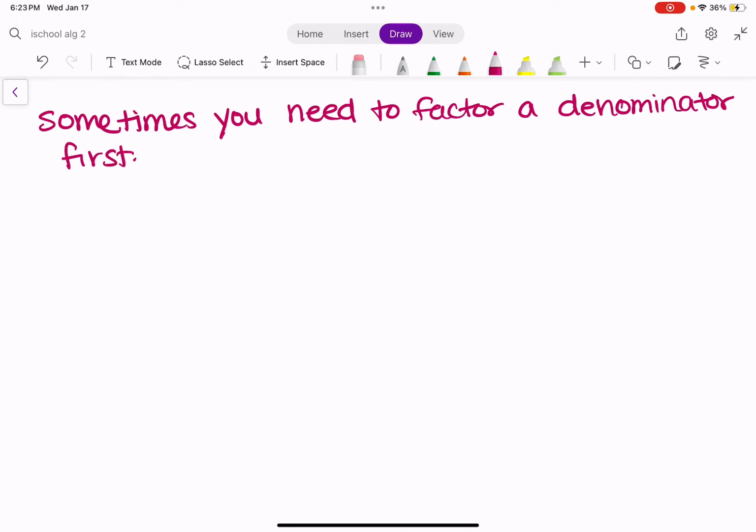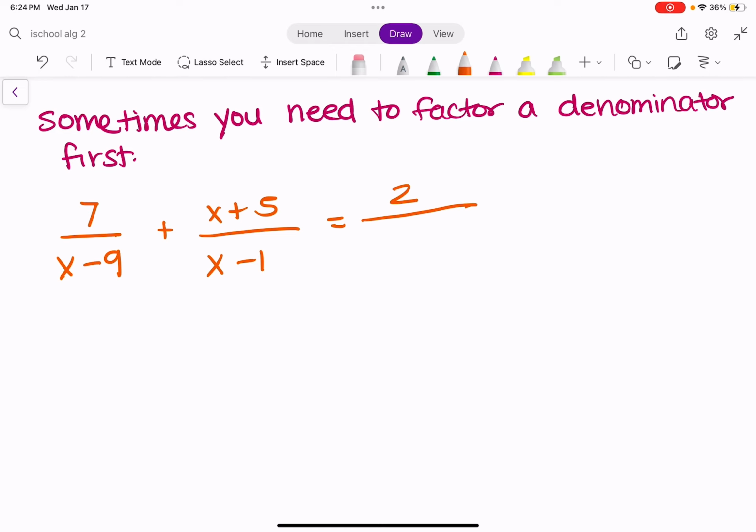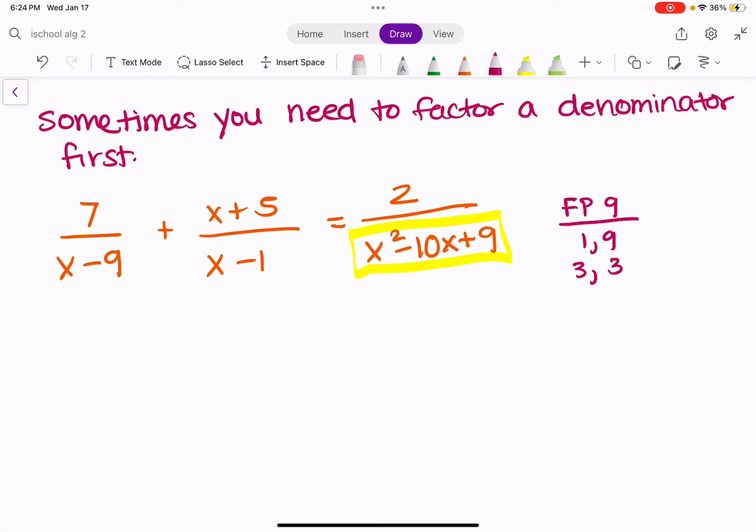Okay, so in this case, let's say I have 7 over x minus 9 plus x plus 5 over x minus 1 equals 2 over x squared minus 10x plus 9. This denominator can be factored, so you gotta factor that first. So we're gonna find the factor pairs of 9, which are 1 and 9, 3 and 3. To give us negative 10, we're gonna use 1 and 9, and they both have to be negative.